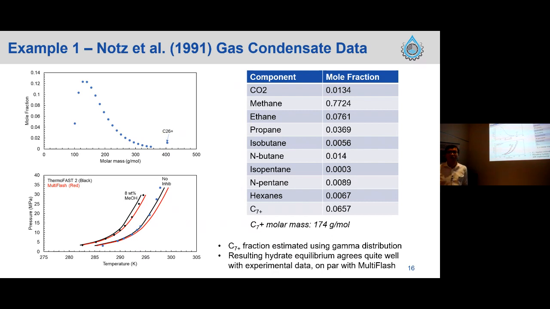And so this is using quite a limited amount of information in terms of the reservoir fluid. But we can see that even with this limited amount of information, in terms of the hydrate equilibrium curves that we generate with ThermoFAST 2, compared to the measured experimental data and Multiflash, we get a very good prediction of the equilibrium, and in this case, the agreement is quite good with both experimental data and Multiflash.